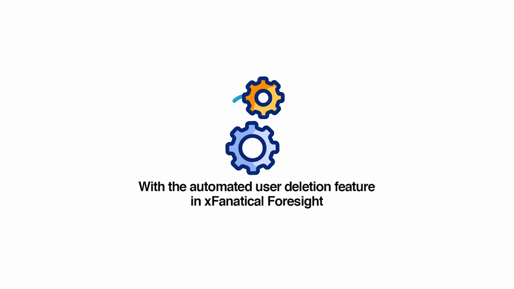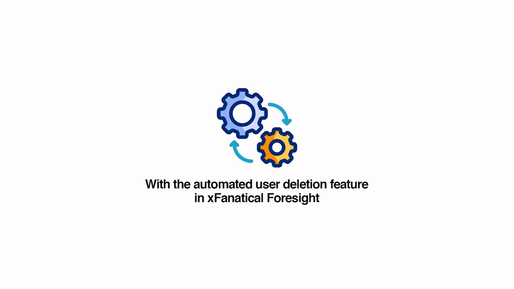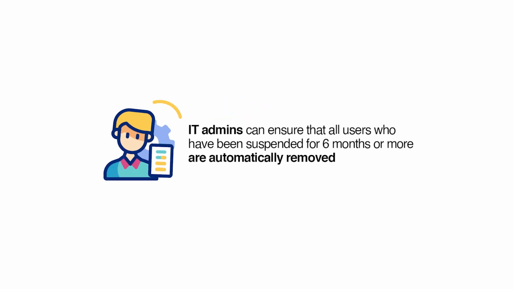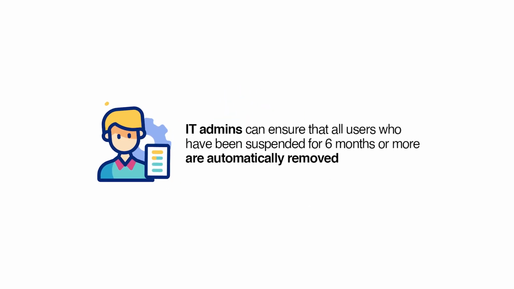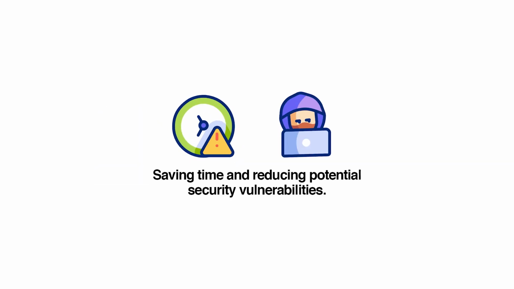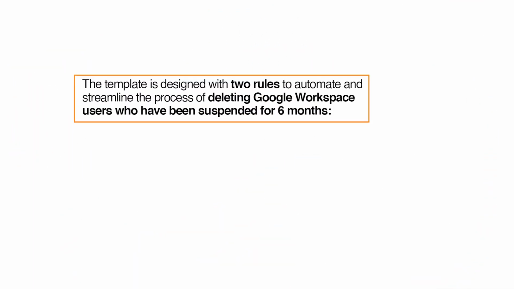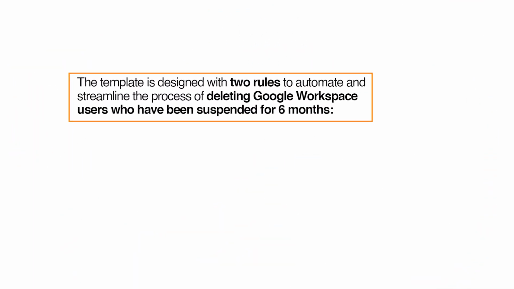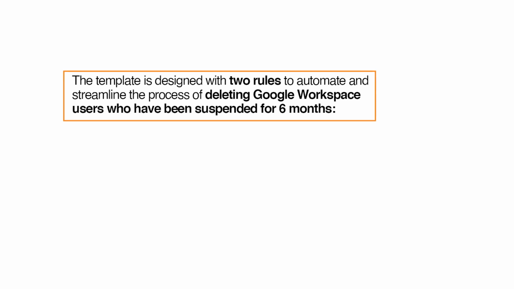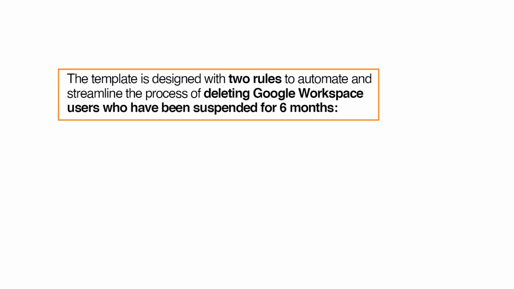With the automated user deletion feature in xFanatical Foresight, IT admins can ensure that all users who have been suspended for 6 months or more are automatically removed, saving time and reducing potential security vulnerabilities. Let's dive in and see how it works. The template is designed with 2 rules to automate and streamline the process of deleting Google Workspace users who have been suspended for 6 months.